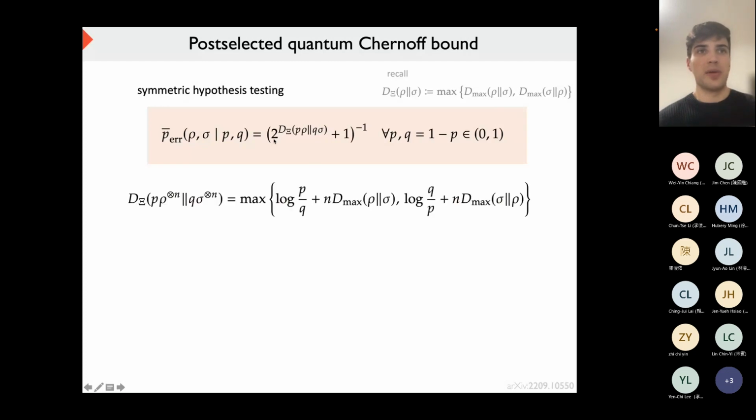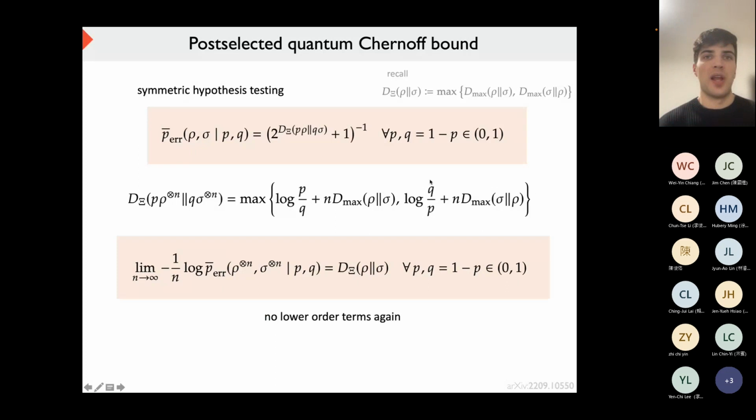And again, we can use the additivity of this function to conclude essentially that when we have n copies, we get this kind of expansion. As n goes to infinity, the only thing that will matter here is this part. Essentially, we can disregard completely the P and Q, so the prior probabilities will not matter at all. And we obtain, again, that the asymptotic exponent for the symmetric hypothesis testing is given by the Thompson metric exactly, and there are no lower order terms here again.